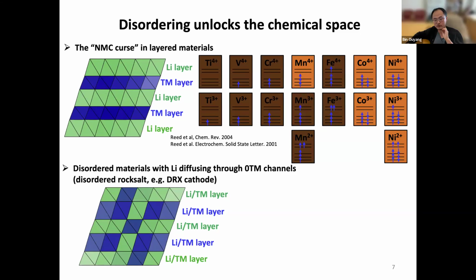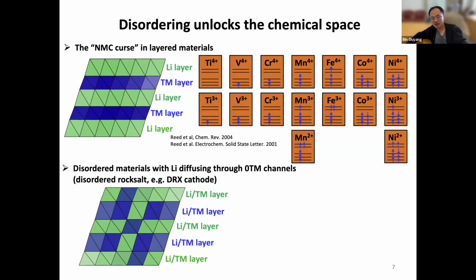There are quite a few consortia right now in DOE about this, also about how to commercialize those materials. So this is naturally my first project. Because of the disordering, you don't have to worry about transition metal migration because there's no layer anymore. So hopefully you don't need to worry about the shrinking of layer height.